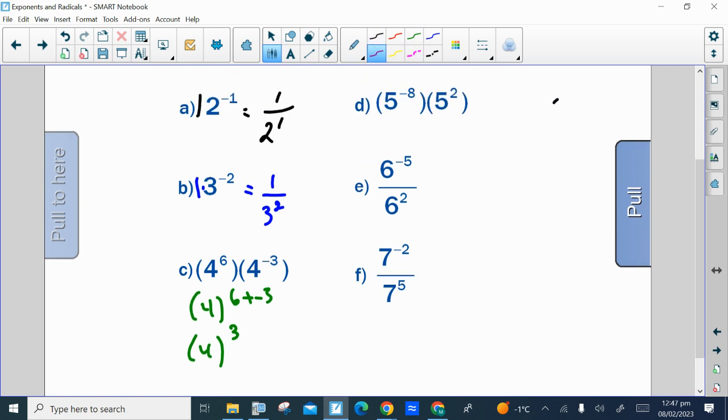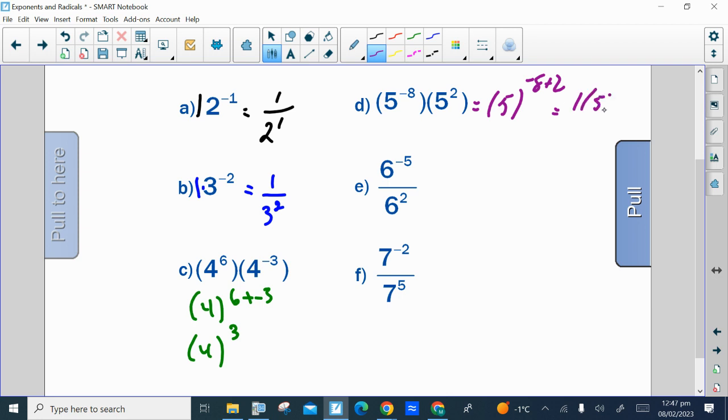Question D. Multiplying powers with the same base. The law says you add the exponents and keep the base the same. So the base will stay 5. You don't multiply the 5s together. The base stays the same. And so now we need to add the exponents. You'll get negative 8 plus 2, which is negative 6.